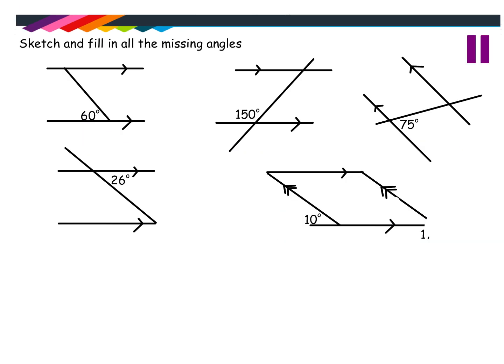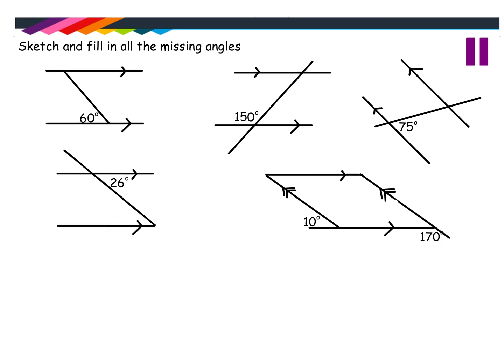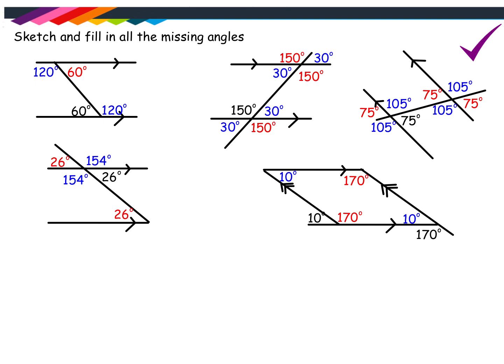So this is a point where you can pause and try these ones. I would ask you to sketch and fill in all the missing angles. Remember, we are looking for our Z shapes for all of these, but other methods are possible. And if you unpause, you can check your answers. And I've kind of colour coded where all the matching angles have gone.